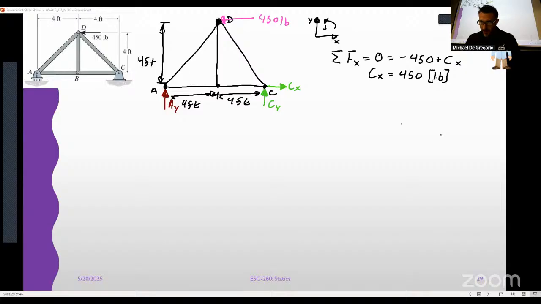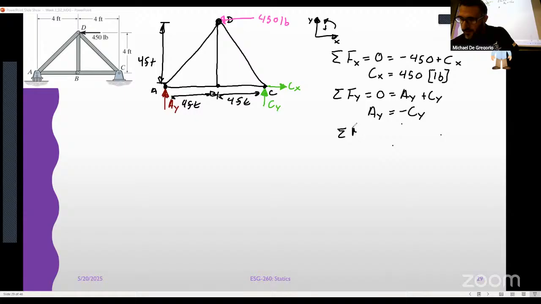All right, what about AY and CY? Well, the sum of the forces in the y isn't really going to help us. It's just going to tell us that AY is equal to negative CY, right? So we need a third equation. I'm going to sum the moment at C, set it equal to 0.